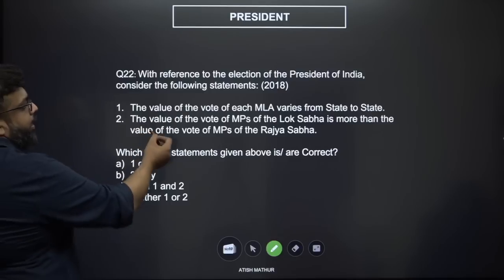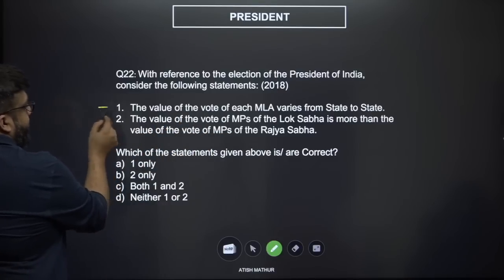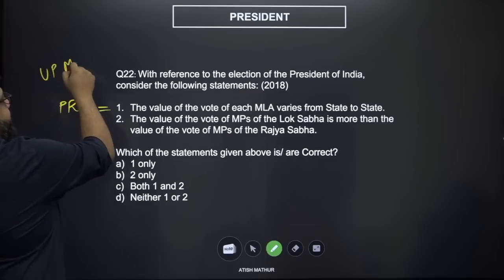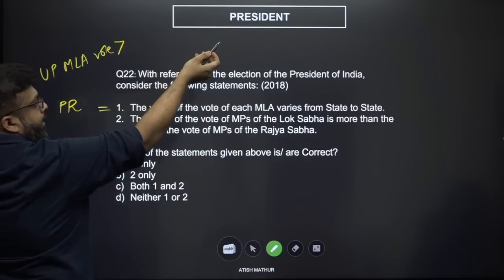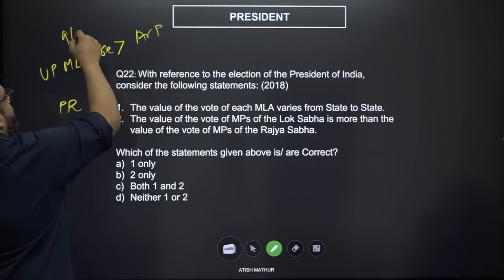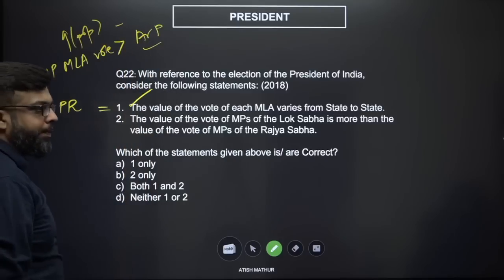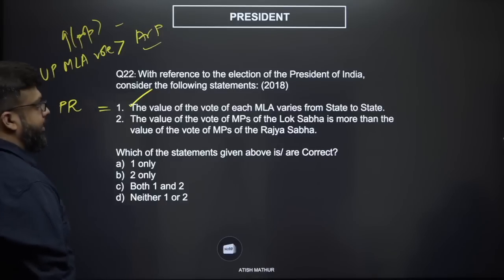Now, the value of the vote of each MLA varies from state to state. This is nothing but proportional representation. A UP MLA's presidential election vote will be counted more than the vote of an MLA of Arunachal Pradesh because UP has more population than Arunachal Pradesh. This seems to be the correct option. The value of the vote of MPs of the Lok Sabha is more than the value of the vote of MPs of the Rajya Sabha.